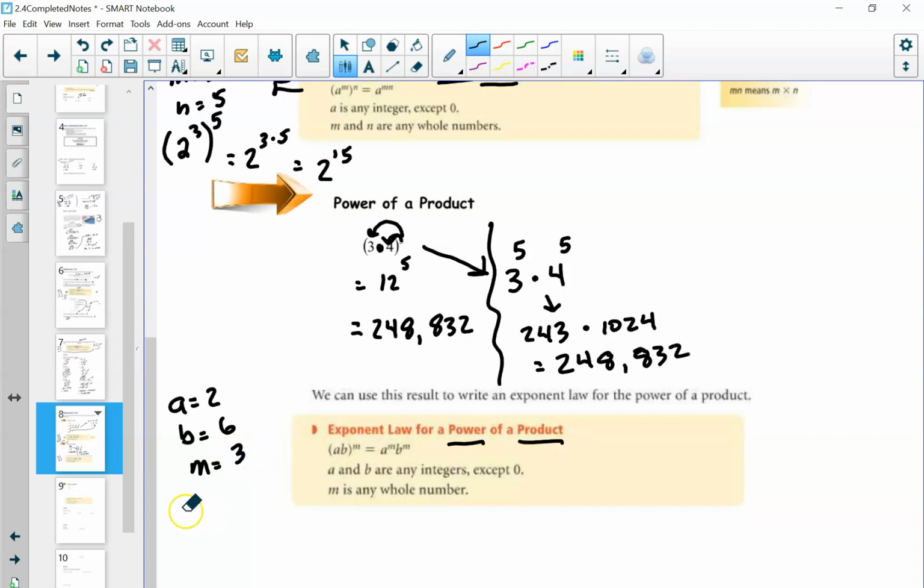So what that means is, in brackets just to keep it clear, 2 times 6 to the power of m, which is 3, is the same thing as writing 2 to the power of 3 times 6 to the power of 3. Right? So that's A to the power of m and B to the power of m. A, m, B, m. Multiplication. So that is an exponent law when we're dealing with a power that applies to multiplication.